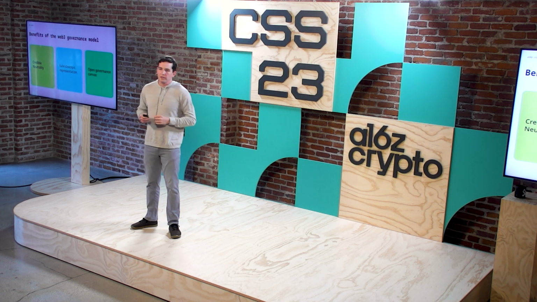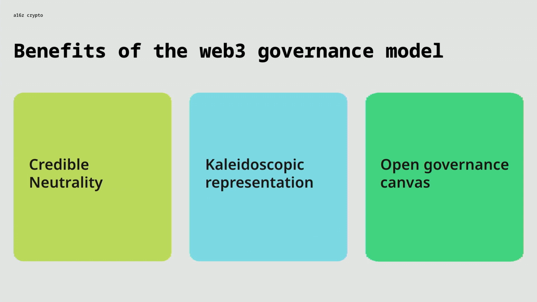So what are the benefits that we see? We've touched on credible neutrality. One that I want to hit on quickly is this idea of kaleidoscopic representation. So you can have, in a formalized setting due to tokens, input from folks beyond just owners of your network. What are some examples of this?